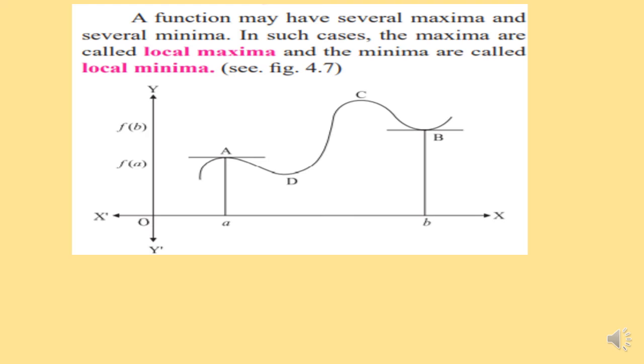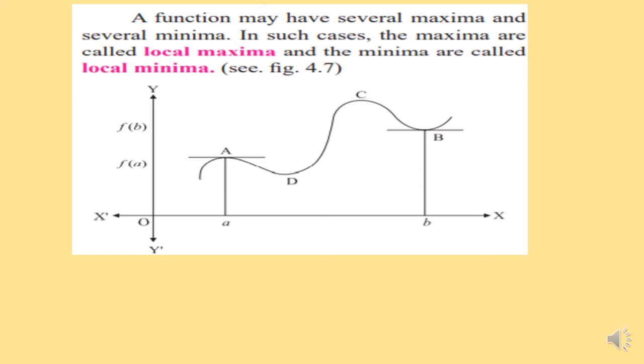Now, each time we draw a graph, it won't be as simple as getting just one minimum or one maximum value. Very often it may be like this in this diagram, where the function may have several maxima and several minima. As you can see in this function, there are at least two maximum values. The function takes on a maximum at a as well as c. And similarly, it takes on a minimum at d as well as b.